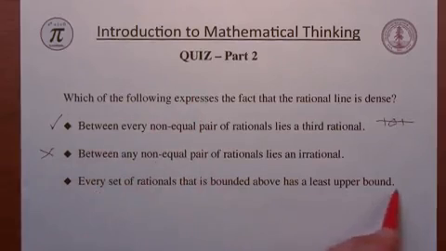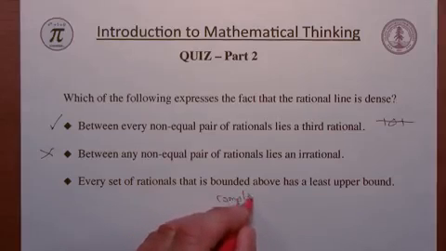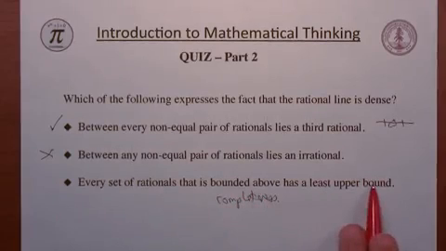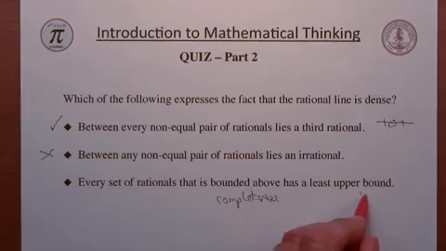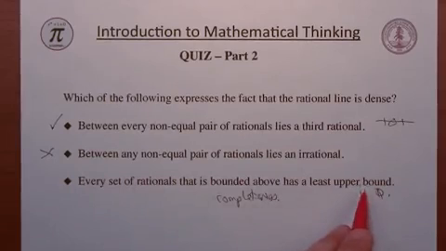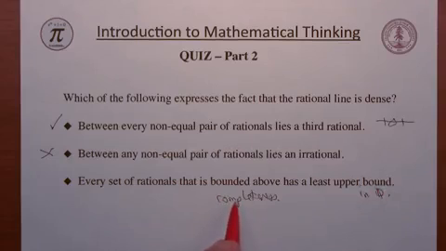And this one, that's actually expressing the notion of completeness. Now, if by least upper bound we mean least upper bound in the rationals, in the rational line Q, then that would say that the rational line is complete, which is false. If, however, we interpreted this to mean every set of rationals that is bounded above has a least upper bound in the real numbers, then that would be an instance of the completeness of the real line.